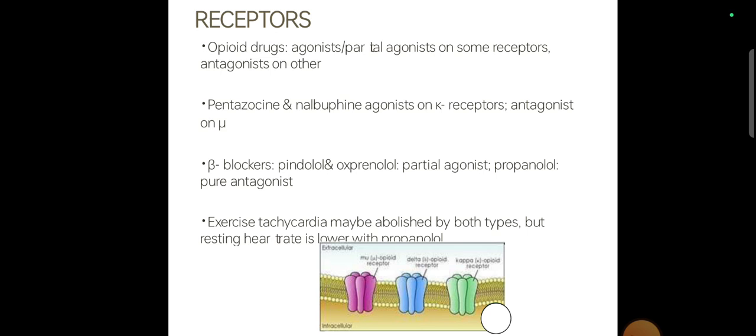Opioid drugs are agonist or partial agonist on some receptors, antagonist on others. Pentazocine and nalbuphine are agonists on kappa receptors, antagonists on gamma. Beta blockers: pindolol and oxprenolol are partial agonists, propranolol is a pure antagonist. Exercise tachycardia may be abolished by both types, but resting heart rate is lower with propranolol.